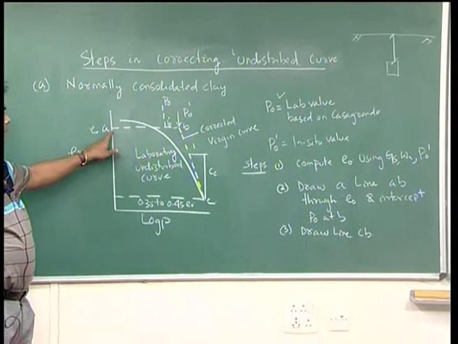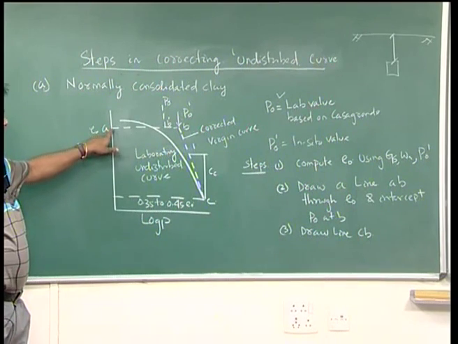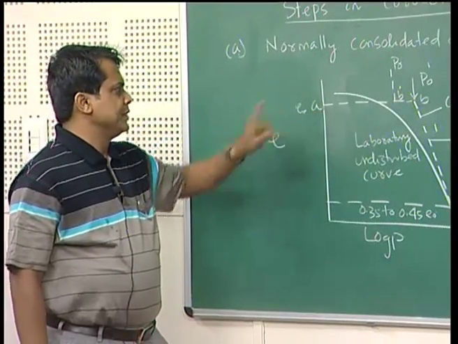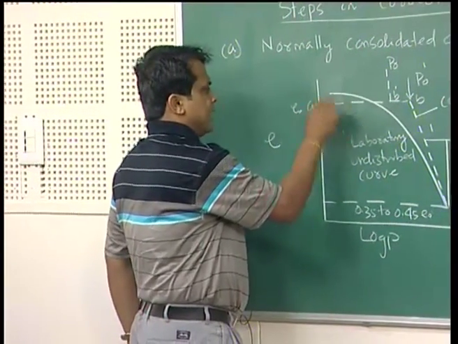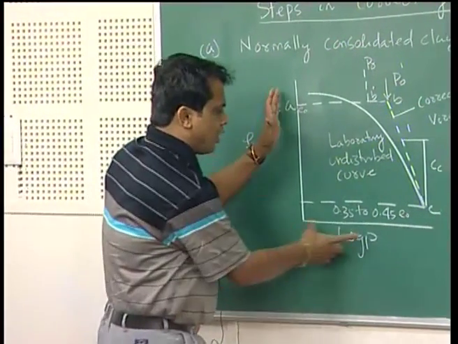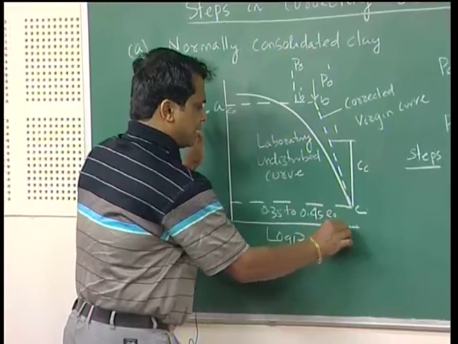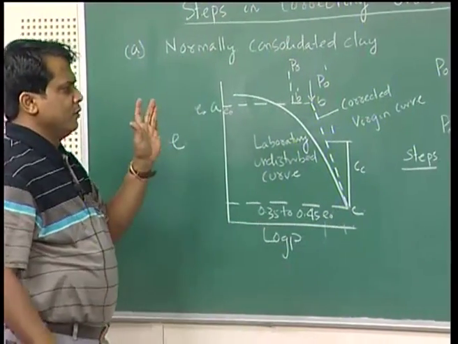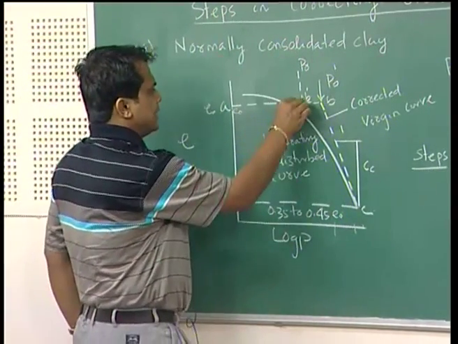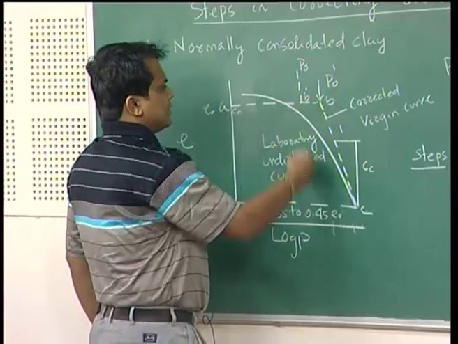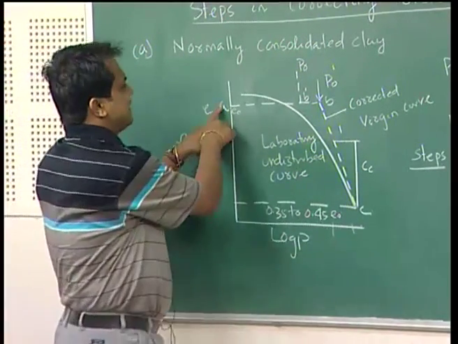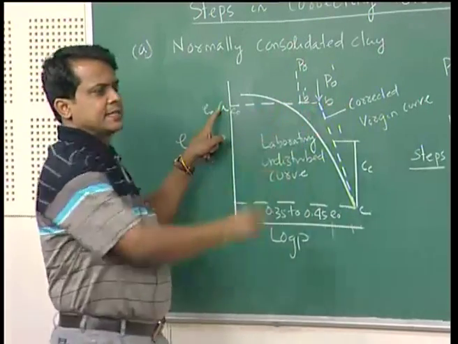From e0, point A is your e0. Draw a line AB through e0. Then on this log P curve, you identify where the pressure is equal to your P0. P0 is your lab value based on Casagrande. So this point is your P0, and this point is your B prime. Now this AB line, you just extend it.